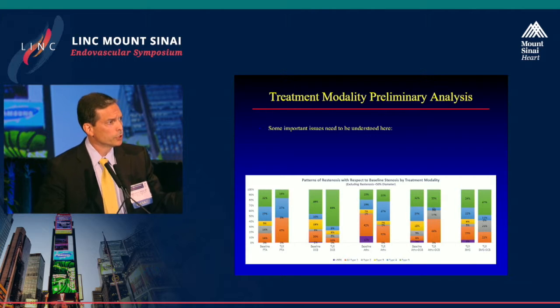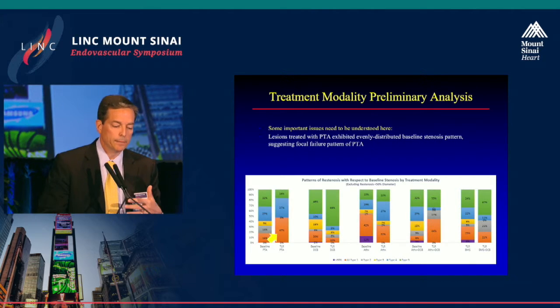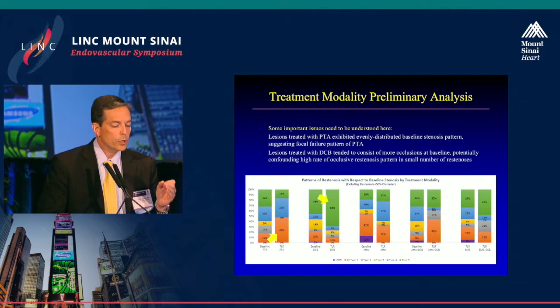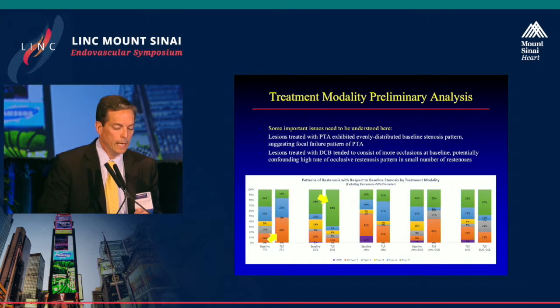But some important issues really need to be understood by this, and that is that lesions treated with PTA really were entered into the trials evenly distributed from focal to diffuse to even occlusive disease. Whereas lesions treated with DCB tended to consist more, at least in these groups at baseline, of occlusions, potentially confounding this outcome. Again, remember the numbers are much more truncated at 7.